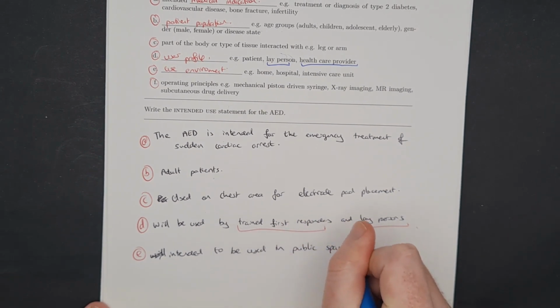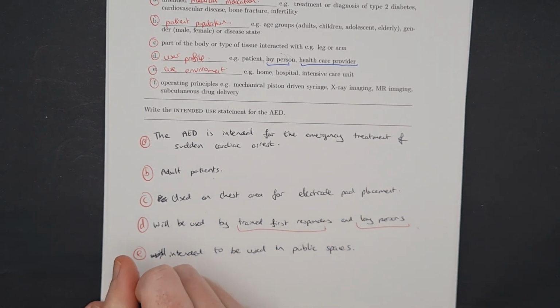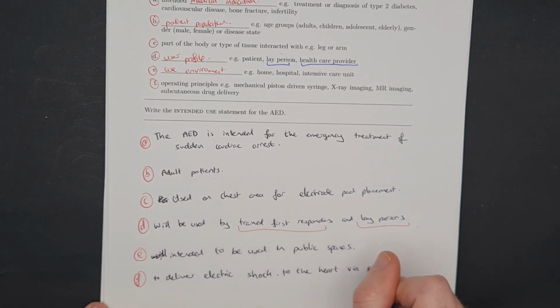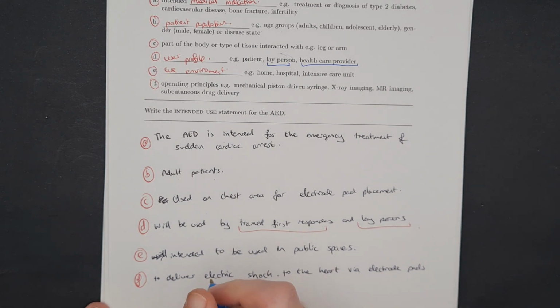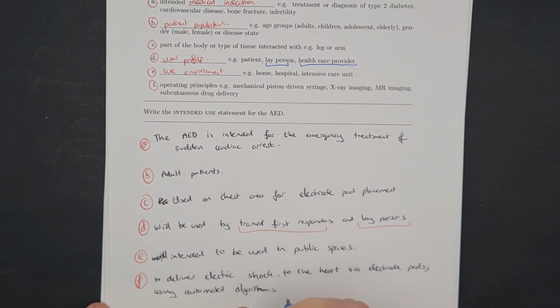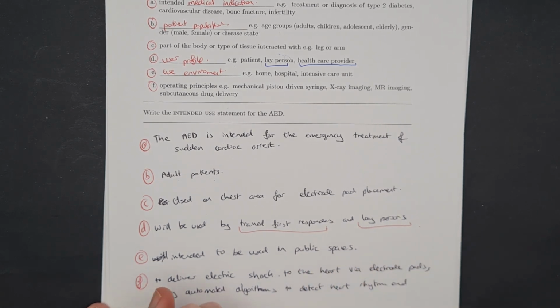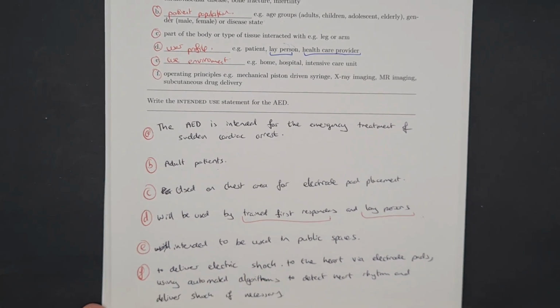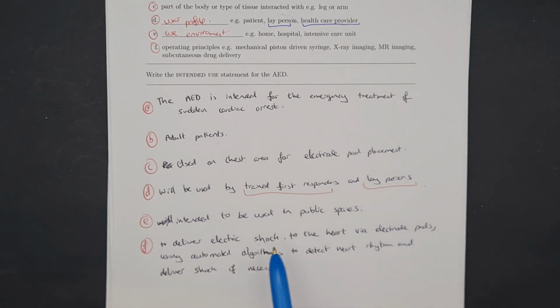The second last one here is use environment, say public spaces. And the last thing here that we'll state is operating principles, F. I'll put down it is intended to deliver electric shock to the heart via electrode pads using automated algorithms to detect heart rhythm and deliver shock if necessary. There you can see the full intended use, and I'll leave that there and see you in the next lesson.